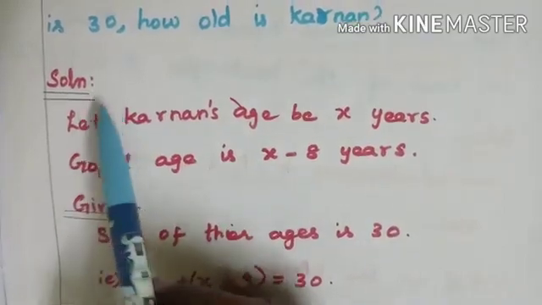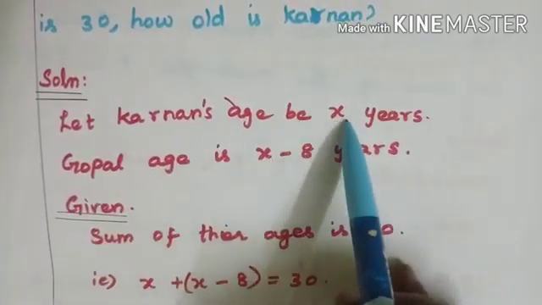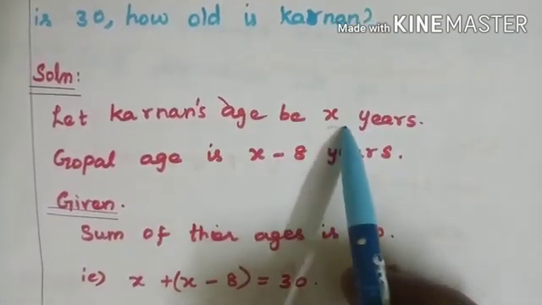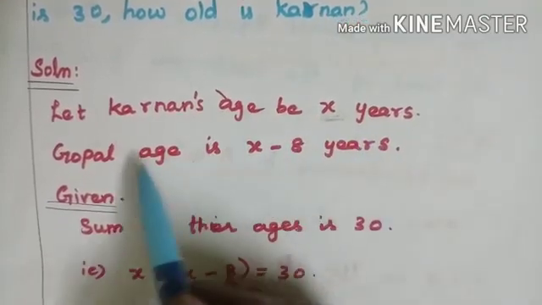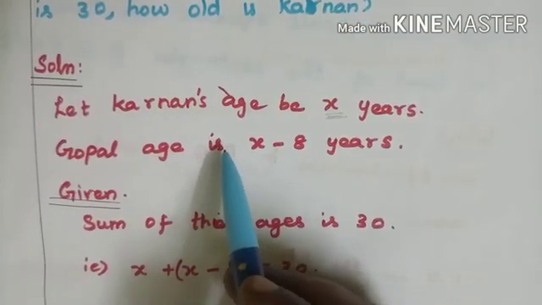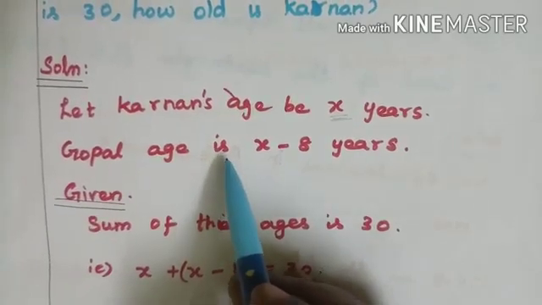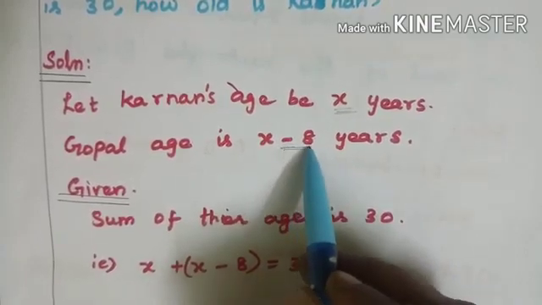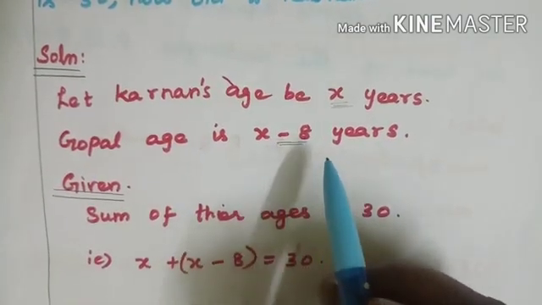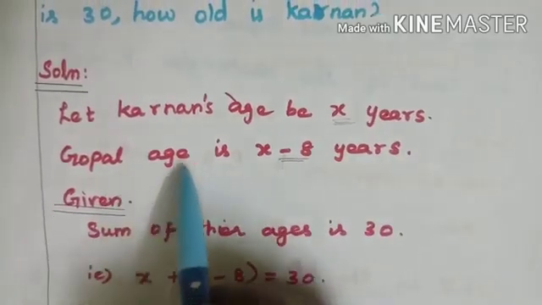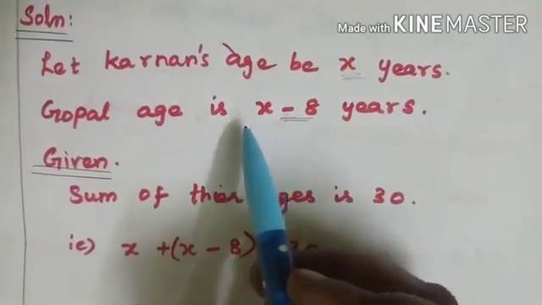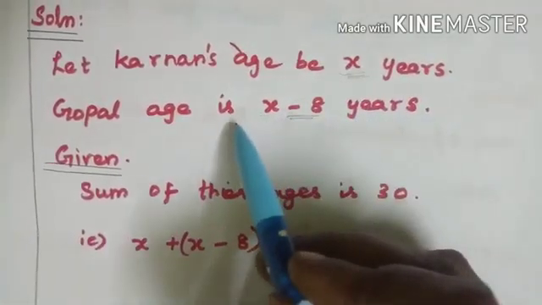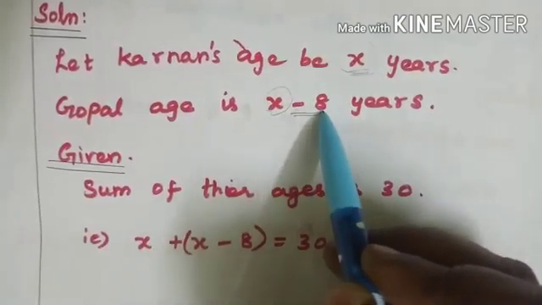Now, the solution, let Karnan's age be x years. We don't know Karnan's age, so we have taken x. So the age is x. What is the question given? Gopal is 8 years younger, isn't it? For younger, what symbol we have to put? Minus, isn't it? For elder means we will be putting plus symbol. So Gopal age is 8 years younger than Karnan. So Karnan age is x, so Gopal age is x minus 8 years.